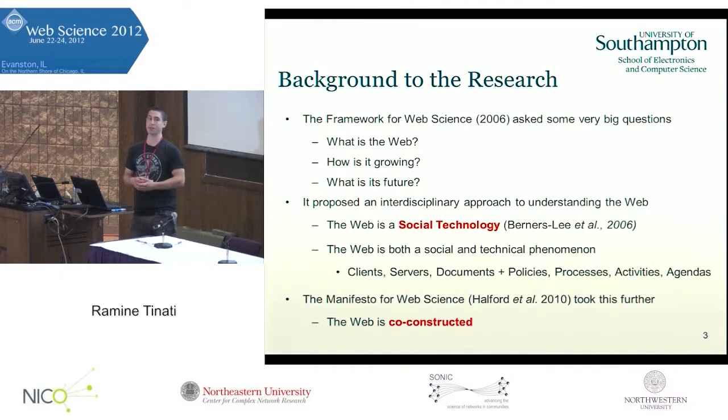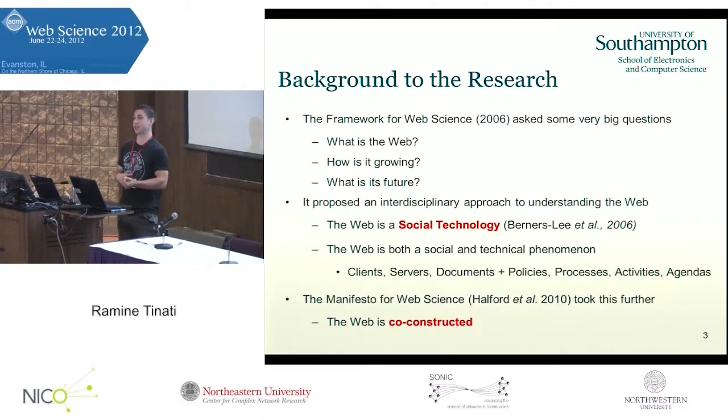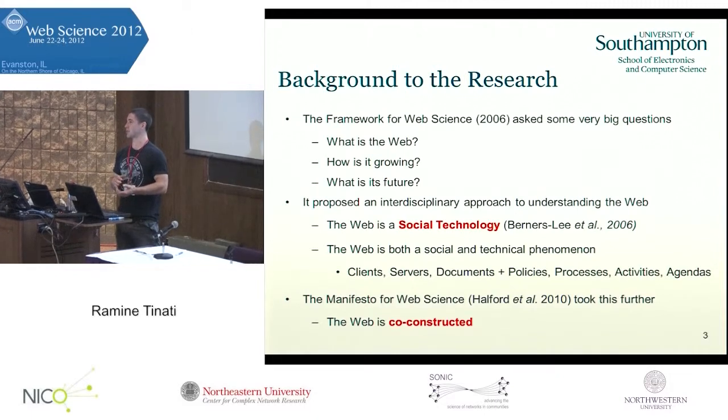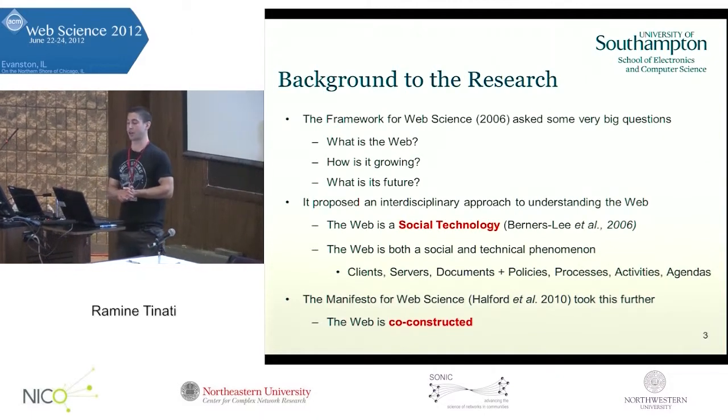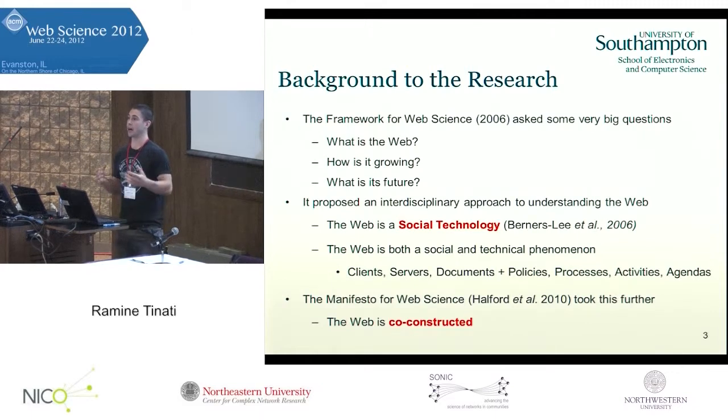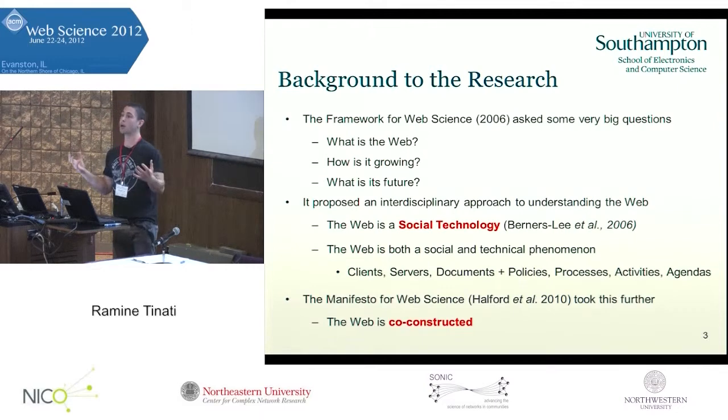And then building upon this even more, and really strengthening this case, Halford et al. released the Manifesto for Web Science in 2010, and I presume quite a lot of you have already read this. It really talked about the co-constructive nature of the web, and how the web is shaped by both technology and society, and how both are interacting with each other, and how we can't just polarize between the two and say, here's society, here's technology, one affects the other, but in a separate manner.